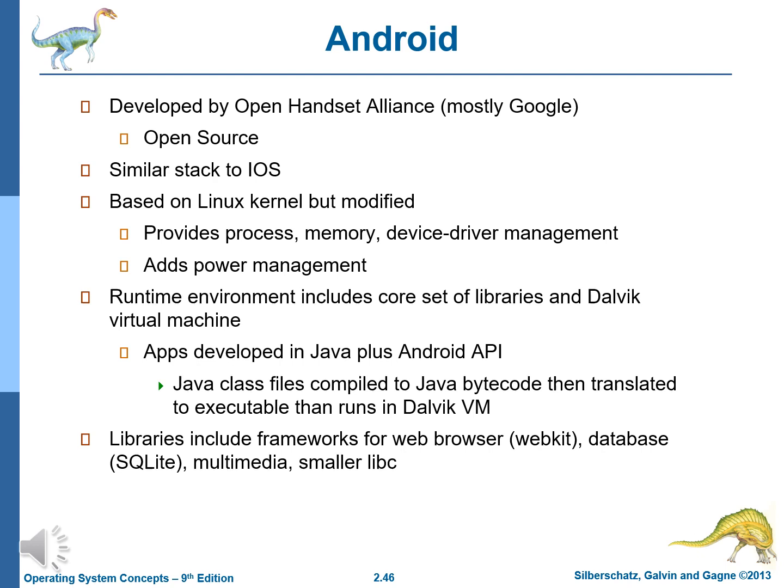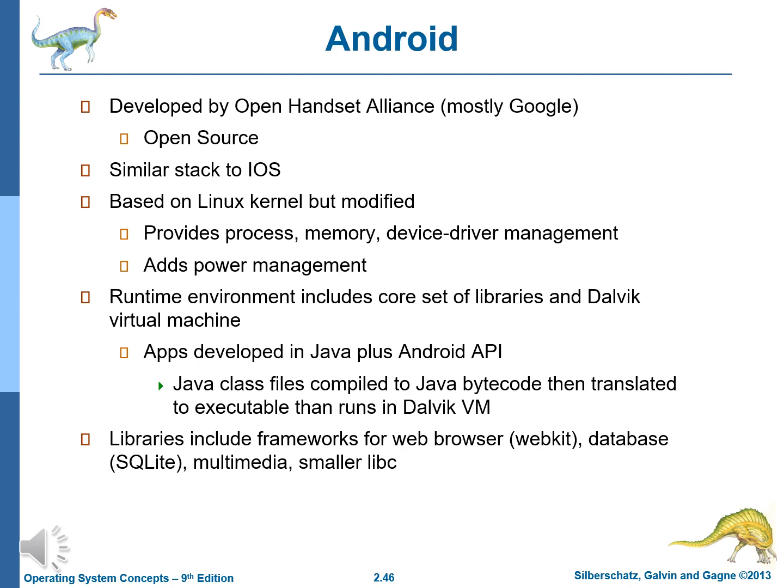At the bottom of this software stack is the Linux kernel, although it has been modified by Google and is currently outside the normal distribution of Linux releases. Linux is used primarily for process, memory, and device driver support for hardware and has been expanded to include power management. The Android runtime environment includes a core set of libraries as well as the Dalvik virtual machine.